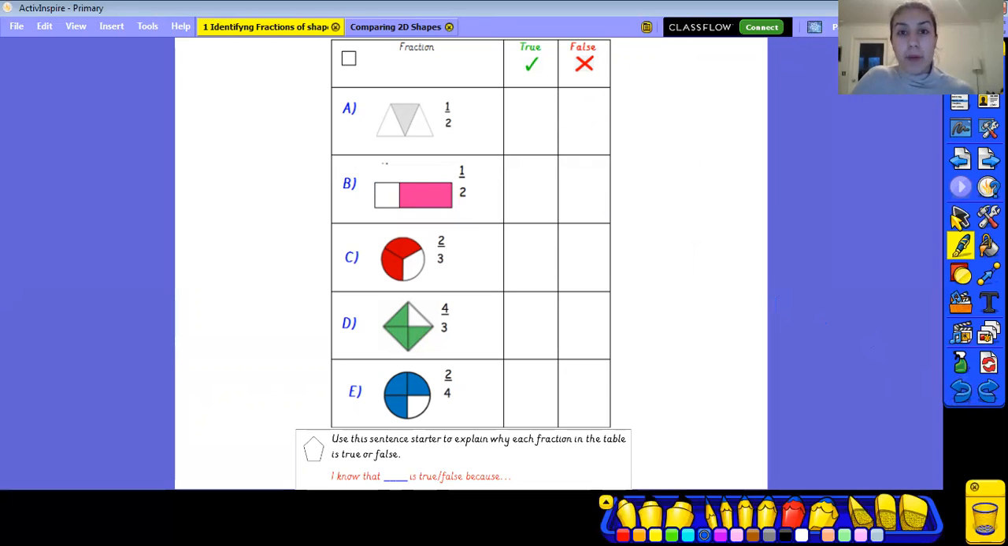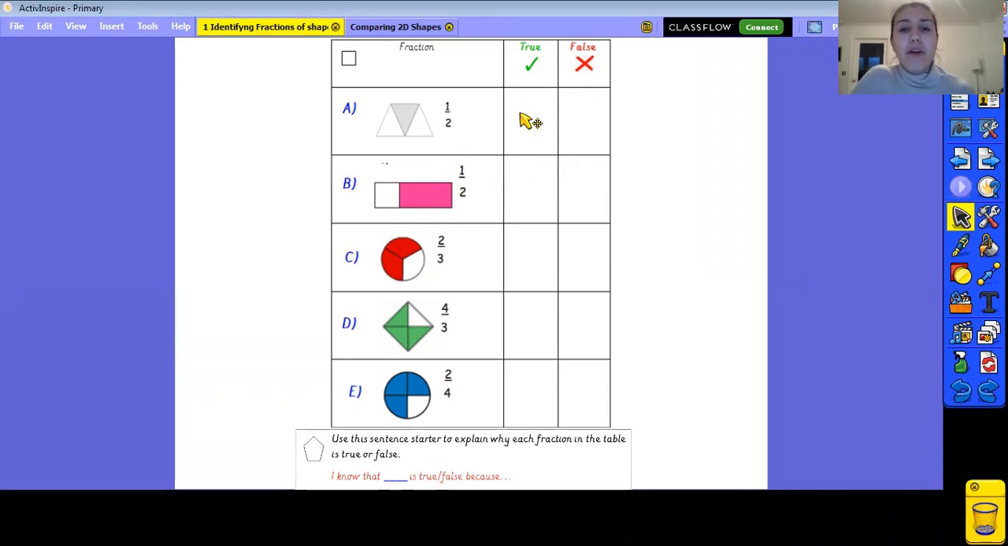Now, the reason it's like this is because I'd like everybody to have a go at that basic reasoning. However, the pentagon sheet is an opportunity for you to explain that reasoning, just like we did using the sentence starters a few minutes ago. So use this sentence starter to explain why each fraction in the table is true or false. So then you would go to A, and if you ticked that it was false, you would say, I know that A is false because, and then explain to me why it is false.